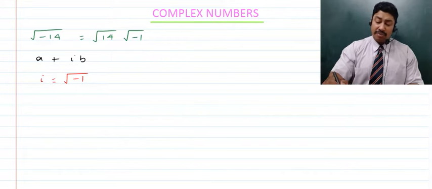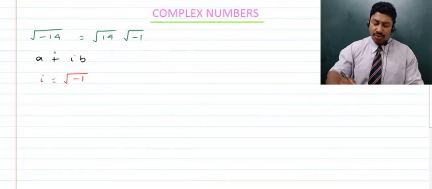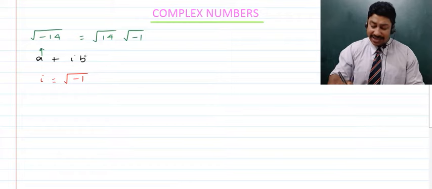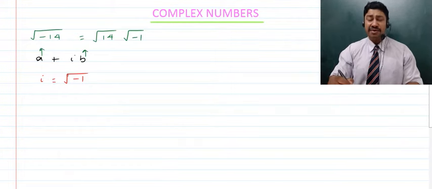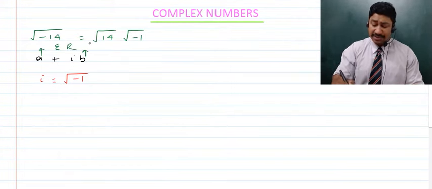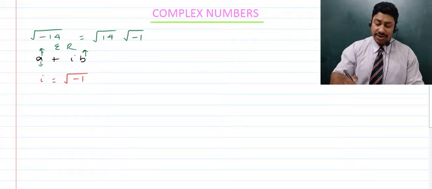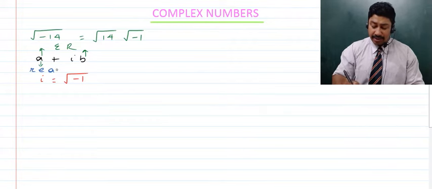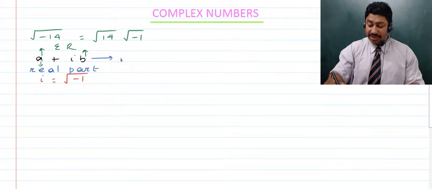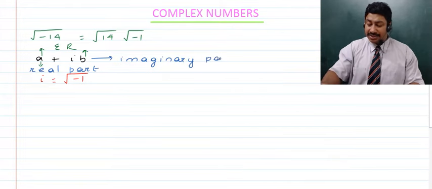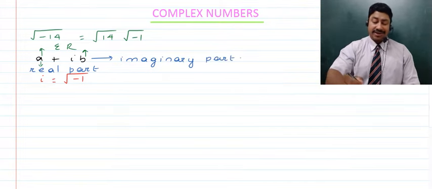So if we talk about these two values, that is a and b, then both of these are from the set of real numbers. You could remember this. And further, one thing more: what is a? A is known as the real part, right? And b is the imaginary part. Okay, so both of these things that I told you just now, I'll just quickly discuss.